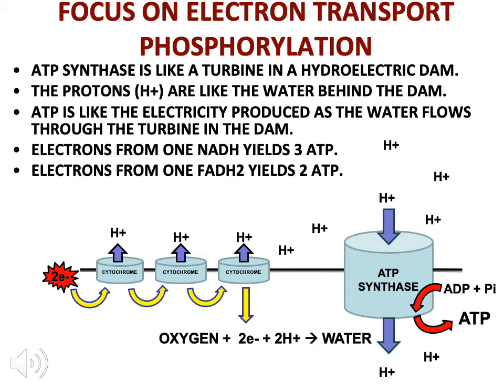So once again, make sure that you are aware of how this works. It's like a hydroelectric dam. We're cranking out ATP through a process of phosphorylation using protons; it's called chemiosmosis. And in doing so, one NADH will yield 3 ATP of energy, and one FADH2 will yield 2 ATP of energy.